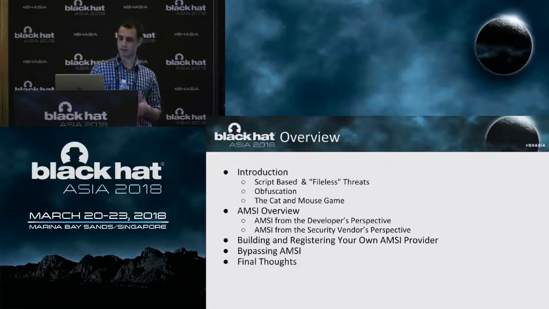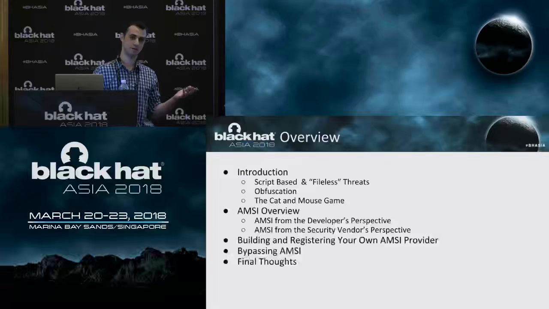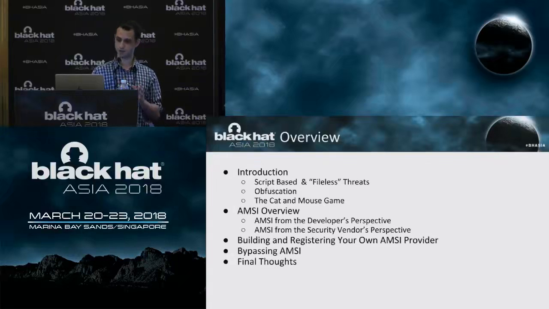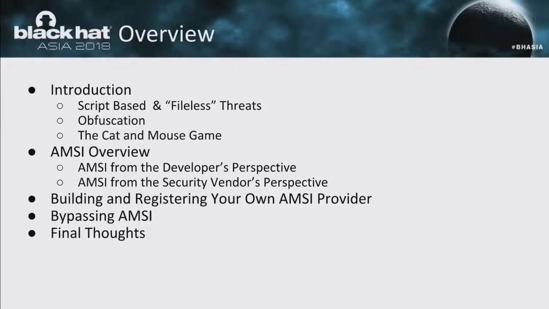We're going to start off by talking about an introduction. We're going to talk about script-based threats and fileless threats. We're going to talk about obfuscation and the cat and mouse game that attackers and defenders play in the scripting domain. We're going to take a look at AMSI from the developer side, from the app developer side, and from the security vendor's perspective. Then we're going to take a look at building and providing your own AMSI provider. And once we know all this, we're going to take a look at bypassing AMSI, because this is Black Hat. And we're going to really try to think if AMSI is the tool that we need to deal with obfuscation, and if this is a long-term solution or not.